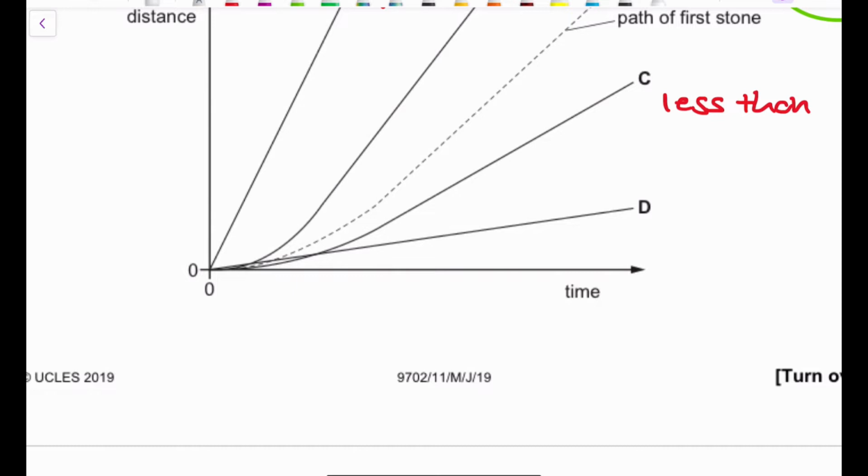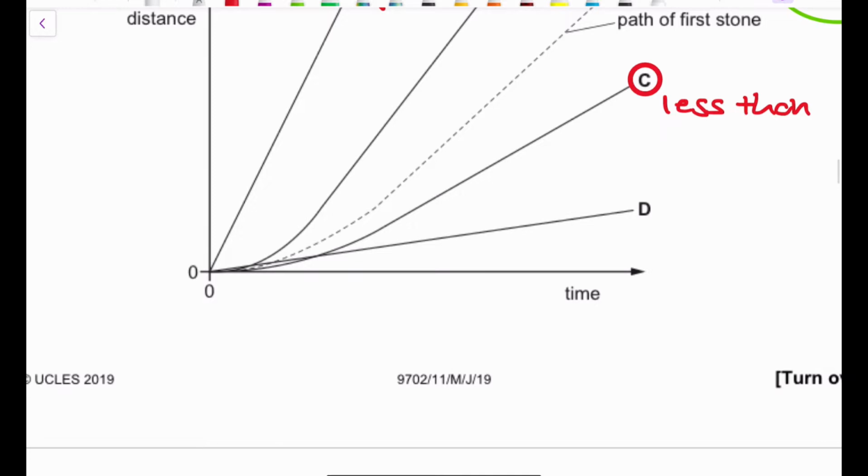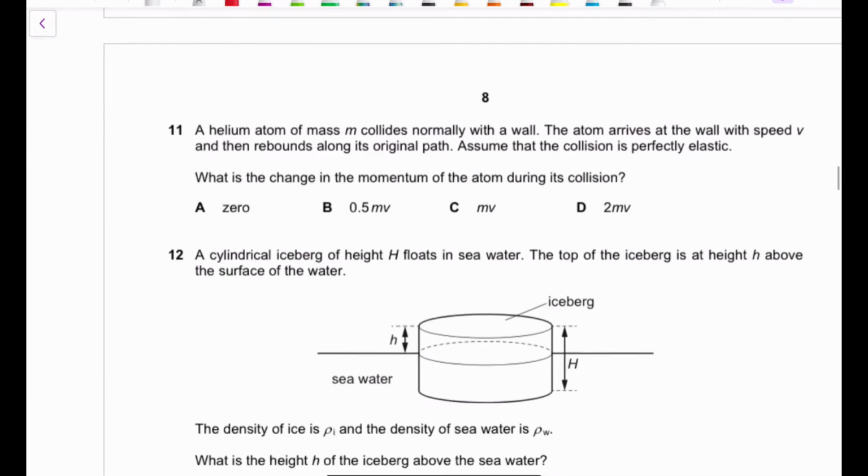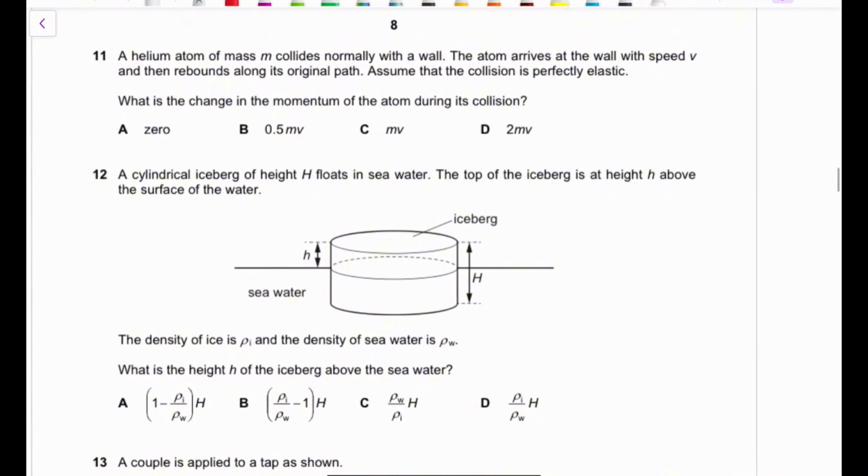But if you look at C, it's more like this. It goes, then it sort of curves, and it's going to have an initial acceleration of zero. So that's why C is correct, because C is going to have a lower terminal velocity, yes, but it's also going to have V equal to zero at the beginning. But D is not going to have that, making C the correct answer. Very important. Move on to question 11.